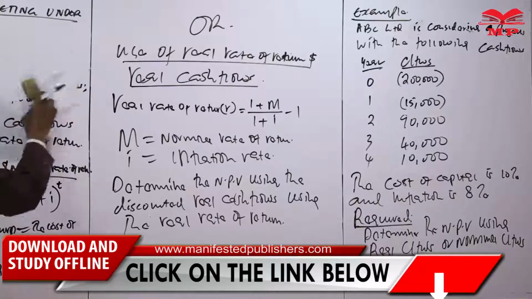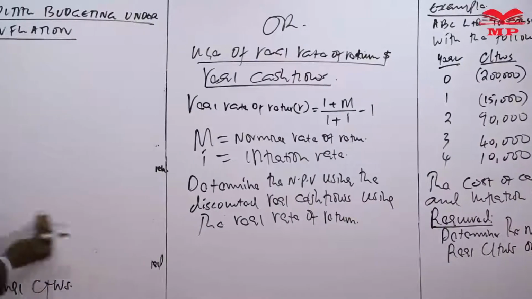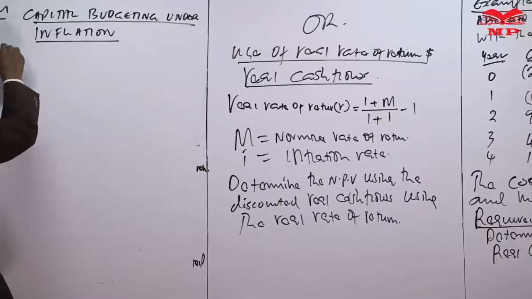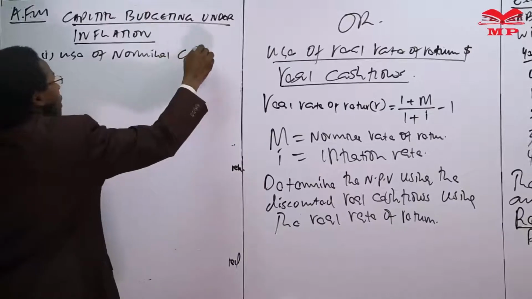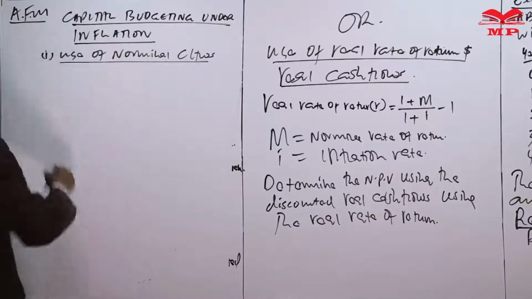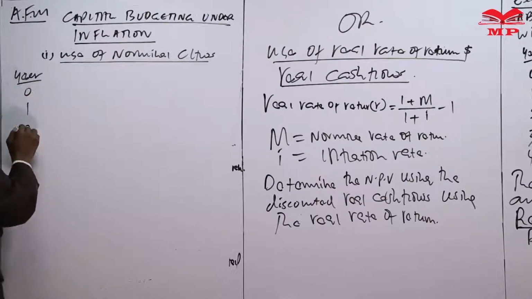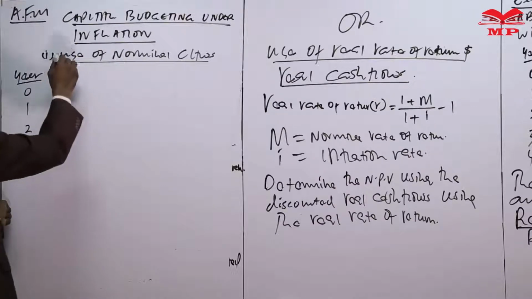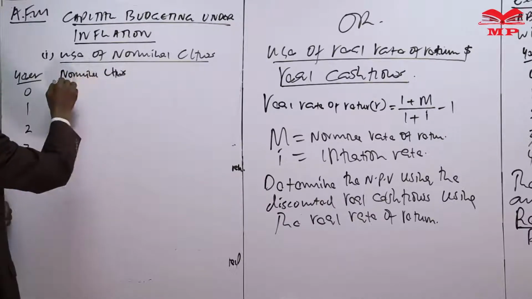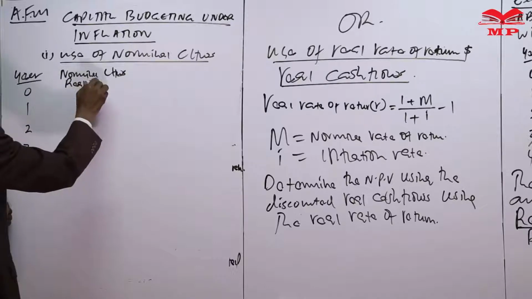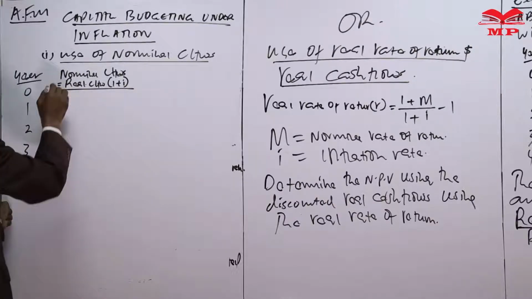So we'll come here and say, if you're using the nominal cash flows, then what do we do first? First, we bring in the cash flow, the year 0, 1, 2, 3, and 4. Then we have the nominal cash flows here. Nominal cash flows will be the real cash flows times 1 plus the inflation. That's how we are going to go about it.